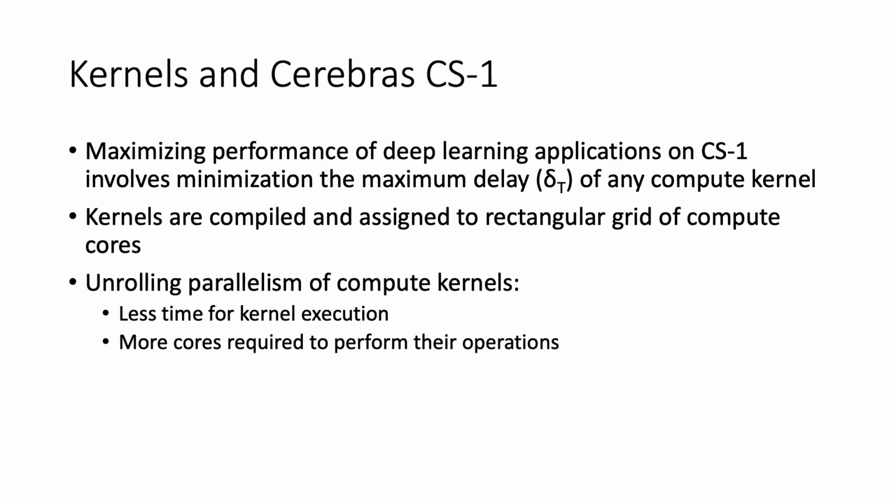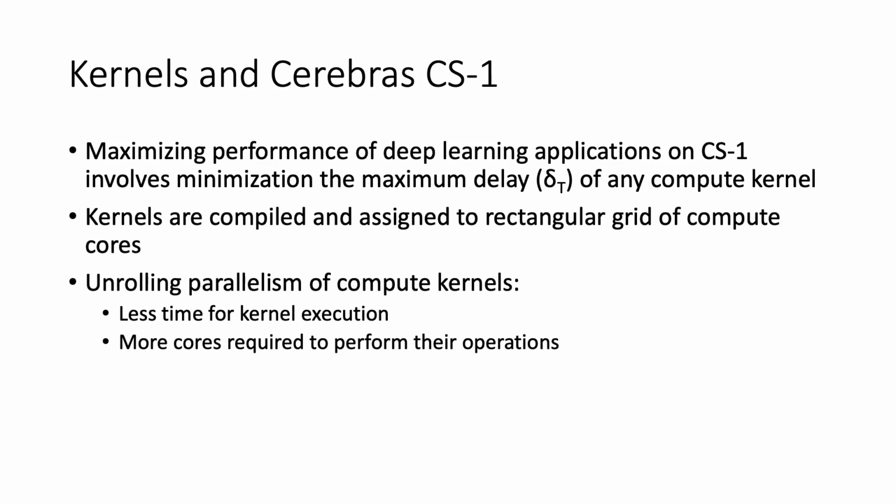We're really motivated by the Cerebras CS1, which is a wafer scale deep learning accelerator. It's got a grid of about 633 by 633 processor cores, so it's a very, very large chip with a lot of cores. And if we want to maximize the performance of a deep learning kernel graph, we have to minimize the maximum delay of any compute kernel in that graph. Data is going to pass through in a pipeline fashion, and so it's going to be the slowest link that's going to be the constraining factor.